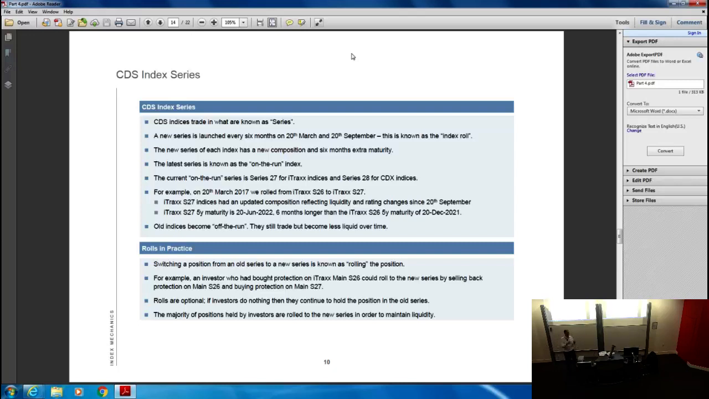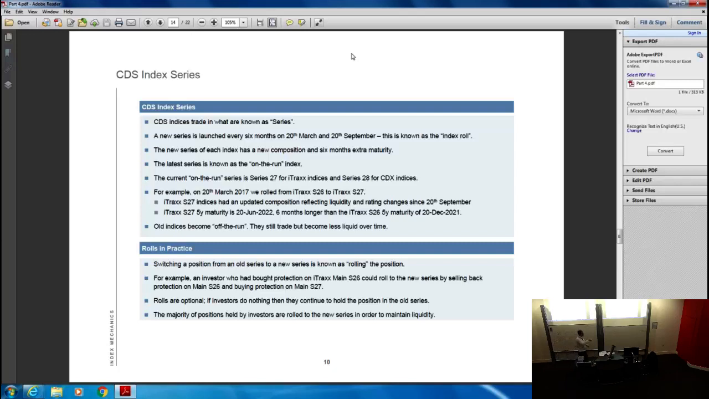So what we do is we have what we call an index roll. An index roll basically means we rejig the portfolio, so we take out the names that have been downgraded, we put in some names that have been upgraded, and we extend the maturity of the index. Okay? So you'll then go to a December 2023 as your index, but you'll also have a slightly different composition because you've got rid of the downgraded names and put in the new names.